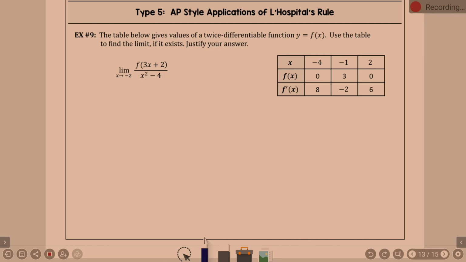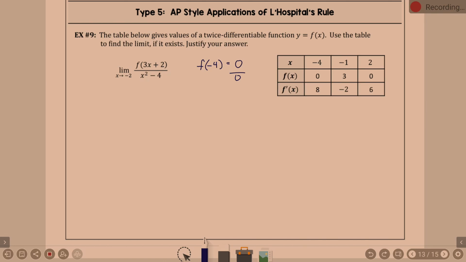So, well, let's plug in and see what we're at. F of 3x plus 2 evaluated at negative 2. Well, what's that going to be on top? That's going to be f of negative 4. And what is f of negative 4? 0, of course. 0 on top. I wonder where this is going. Negative 2 squared minus 4 is 0. What did we just get? 0 over 0. So, hey, guess what? We've got to do some L'Hopital's rule, yes?